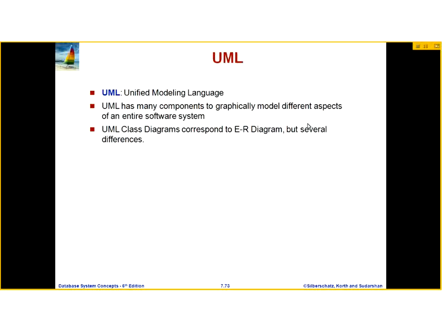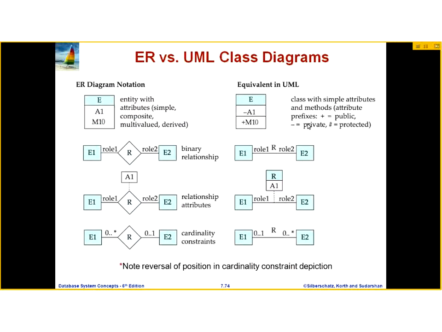The Unified Modeling Language has many components to graphically model different aspects of entire software systems. UML class diagrams correspond to ER diagrams, but with several differences. Your ER diagrams have many similarities with the class diagrams, but there are many differences as well. So these are the similarities mentioned over here. You can mention entity, attributes, and multivalued and derived attributes in this way, whereas in UML, you have a class which has simple attributes and methods, and you can use prefixes such as plus, minus, and so on for public, private, protected, etc. These notations are not there in entity relationship, whereas you can use them in your class diagram.